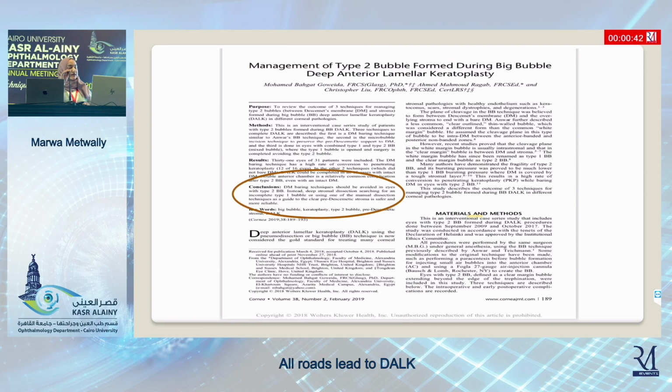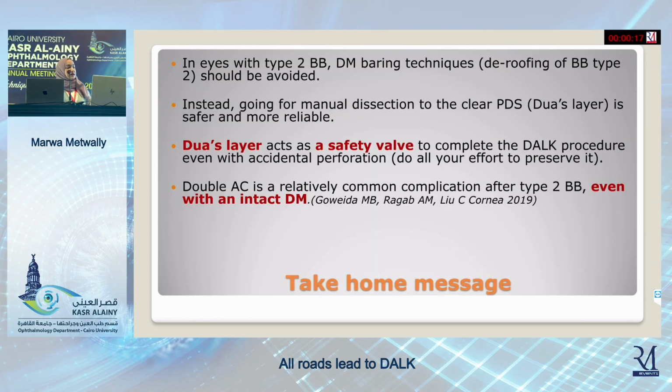In 2019, there was a paper published in the Cornea Journal about the management of type 2 big bubble, and when we are going to de-roof type 2 big bubble, there is high incidence of rupture of the Descemet's membrane. In fact, 75% of their cases converted to PKP, so they adopted mechanical dissection when diagnosing type 2 big bubble. Go for mechanical dissection and preserve the DOAS layer.